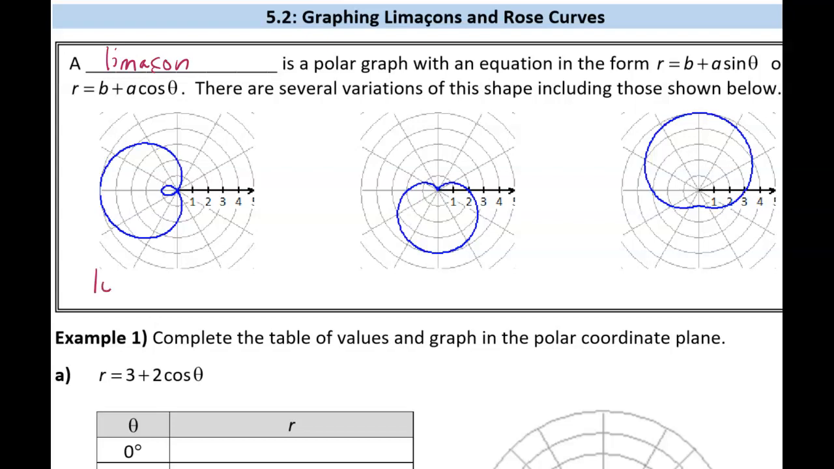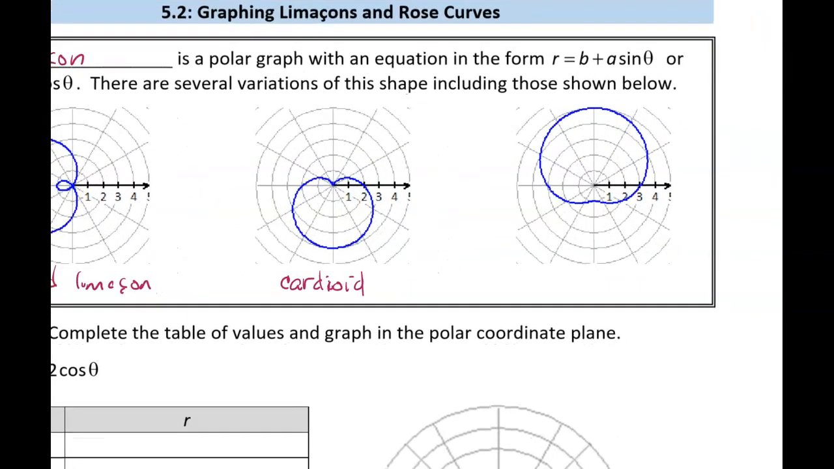There are several variations of the shape. Below on the left, we have what's called a looped Limaçon. You may wonder about the spelling. There's a little thing that hangs off of the C that's French, and it makes the C have a soft sound, so it's called the Limaçon. In the middle, we have a curve that we've talked about before. This is a special type of Limaçon that looks like a heart, so we call it a cardioid. And then you may notice there's a little dimple in the bottom of the next curve. We call this a dimpled Limaçon.